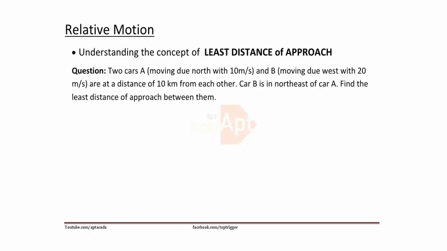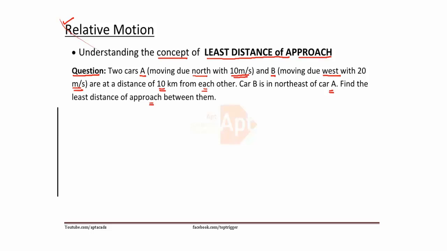Today we will study relative motion, and in this we will try to learn the concept of least distance of approach. This is a sample question. We have two cars, A which is moving due north with 10 meters per second and B moving due west with 20 meters per second, at a distance of 10 kilometers from each other. Car B is in the northeast of car A at the same time. So find the least distance of approach between them. This is what we intend to find.